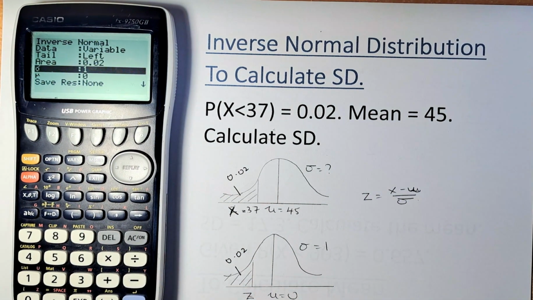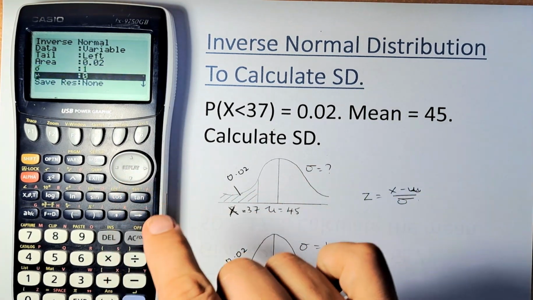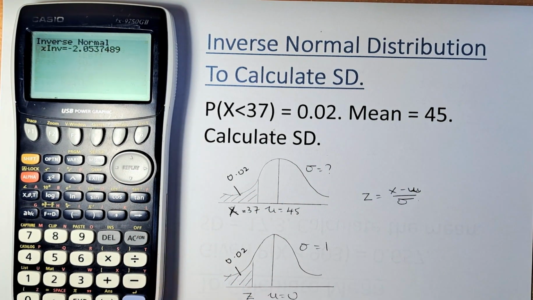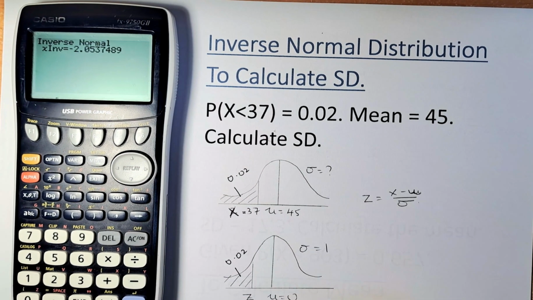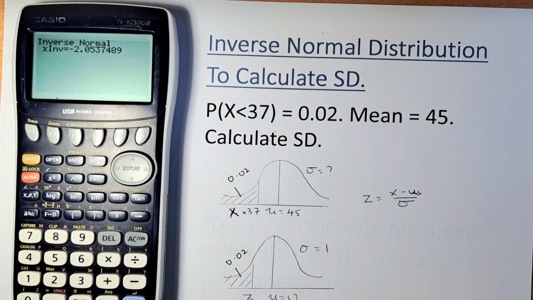Execute, sigma is going to be 1 because it's standardized. Execute, and then the mu is 0. Press the execute button, and the answer is negative. So Z is equals to negative 2.0537. So now what we're going to do is that we are going to substitute this Z into this equation.